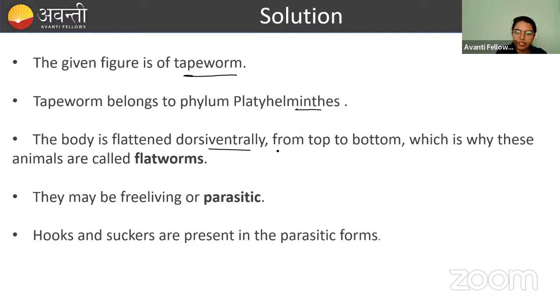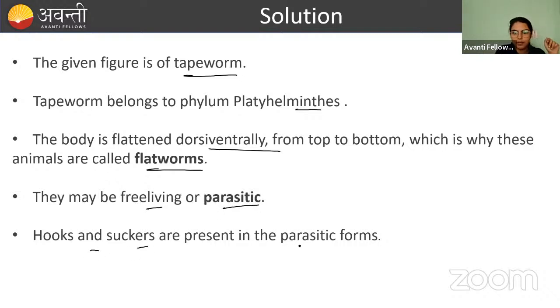The body is flattened dorsiventrally. So what does dorsiventral mean? It is flattened from the top and from the bottom, from both sides. Okay, flattened from top to bottom, which is why these animals have the name flatworms. That is why they are called flatworms. And they might be free living or parasitic.